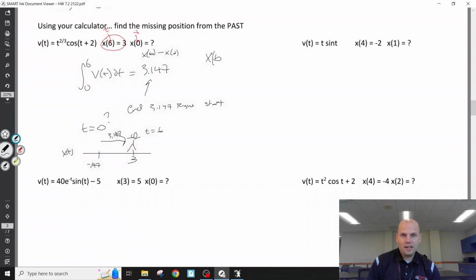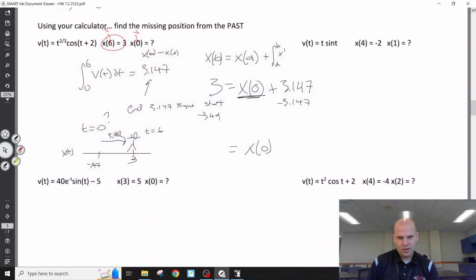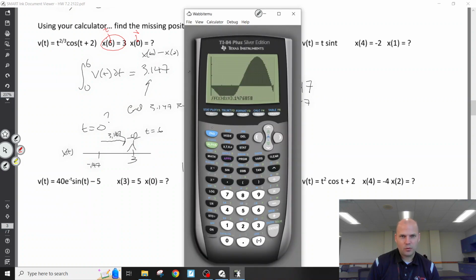My unknown ending equals my known starting plus my displacement, area under my derivative. But now I will know this, not know this, and know this. How do you solve for this? Subtract. Instead of adding the positive 3, we'll subtract. We're going to go in the opposite direction because we're coming from the past. Here's my position at my start. 3 minus that, 3.147.